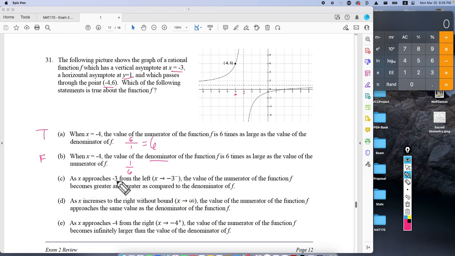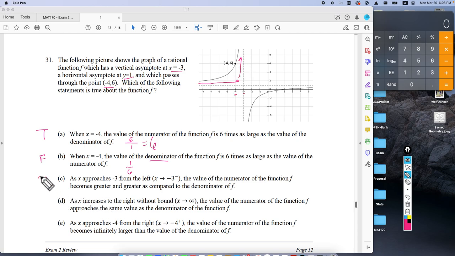As x approaches -3 from the left, so that's coming this direction, right? With this notation, the value of the numerator of the function f becomes greater and greater as compared to the denominator of f. So as we're coming to the left, that would mean that the numerator is getting bigger, which means the number is getting bigger, which means it's going to infinity, which is exactly what's happening.